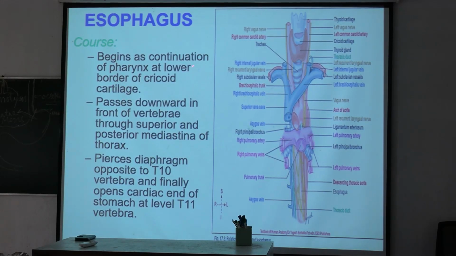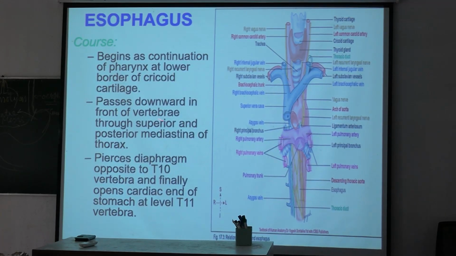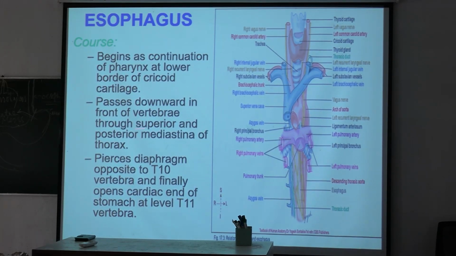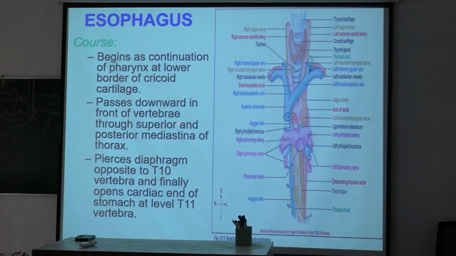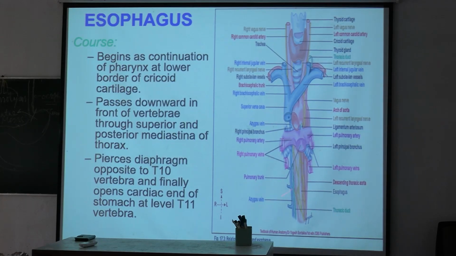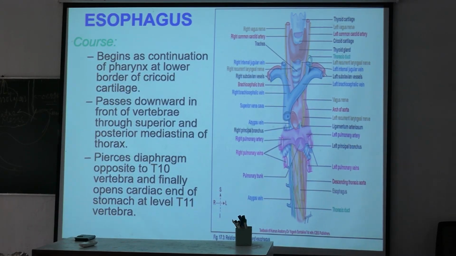Next, what is the course of the esophagus? It begins as a continuation of the pharynx at the lower border of the cricoid cartilage, and it passes downward in front of the vertebra through the superior and posterior mediastinum of the thorax. Here, this lower part is visible. This is the esophagus. It is lying posterior to all these structures.